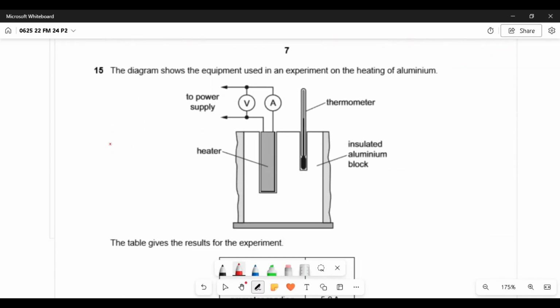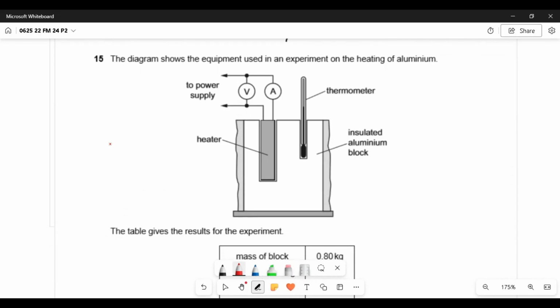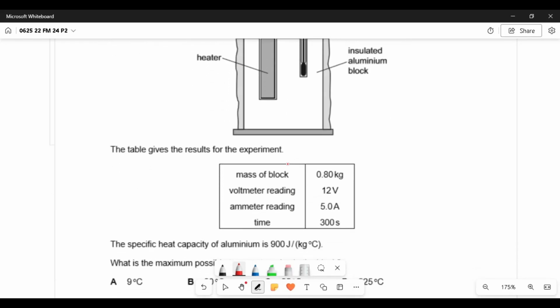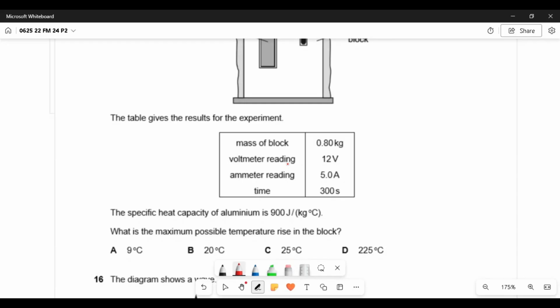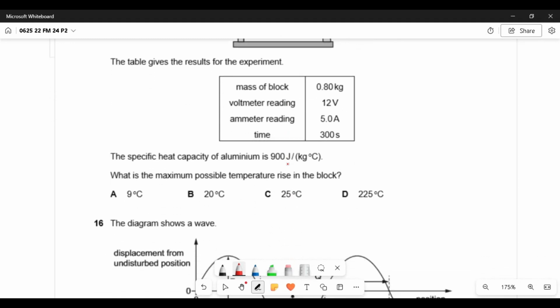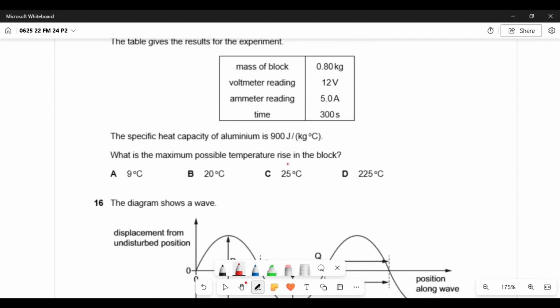Number 15, we have the diagram that shows the equipment used in an experiment on heating of aluminum. This is the aluminum block, and there is a heater, and this is a thermometer to check the heat. The table gives the result of the experiment. Mass is given, voltmeter and ammeter readings are given, and the time is given. The specific heat capacity of aluminum is 900 joule per kilogram per degree Celsius. What is the maximum possible temperature rise?